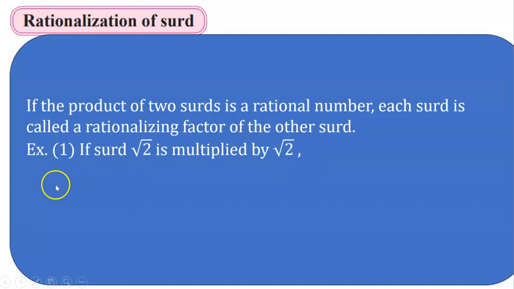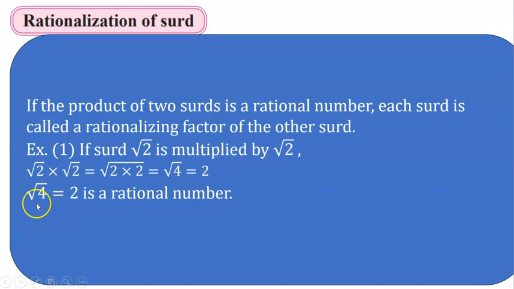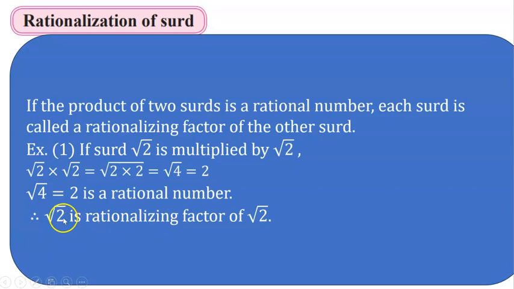First example: if surd root 2 is multiplied by root 2, what do you get? The order of these two surds is the same. Therefore, we can write root of 2 into 2. 2 into 2 is 4, and root of 4 is 2, which is a rational number. Therefore, the rationalizing factor of root 2 is root 2.